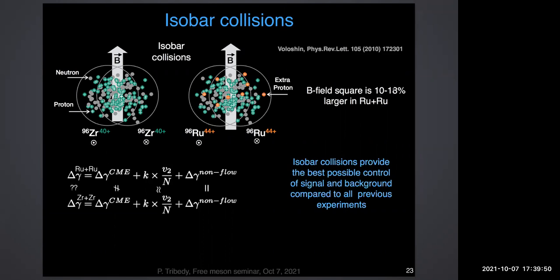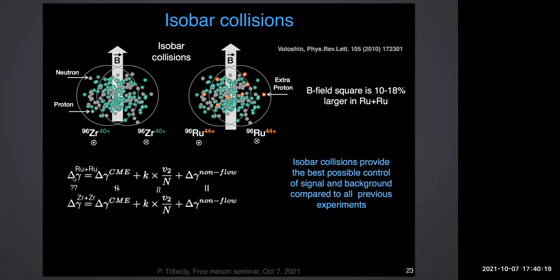Magnetic field square is important for our observable, because, if you remember, we are measuring a pair, a triplet correlation, and what we are measuring is actually a quantity that is closer to current square, not current. In CME the current is proportional to B, so the measurement is most related to B field square, and that is 10 to 18% larger in this system.